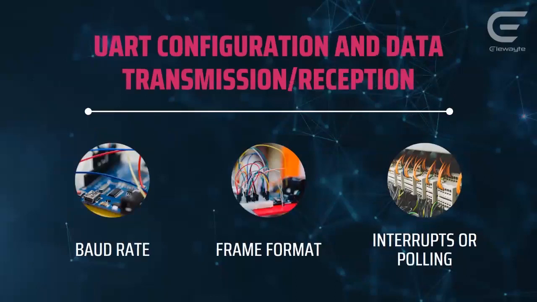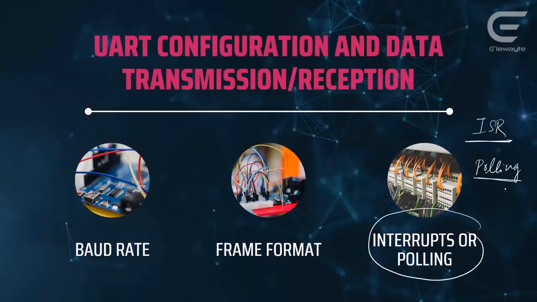Okay. We have three important things to configure here. Whether you want interrupt mode, which works on the interrupt service routine, or polling mode. Polling mode is what I told: inside the while loop, you always check whether the data was received or transmitted through UART. So you can have polling mode or interrupt mode.